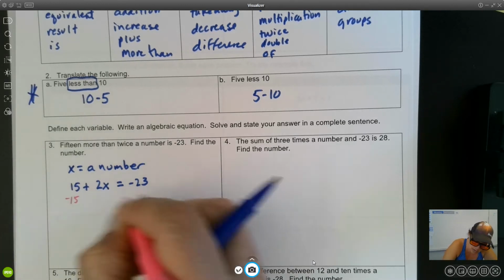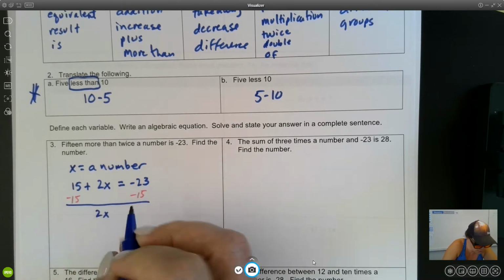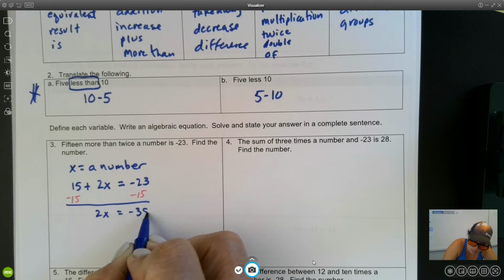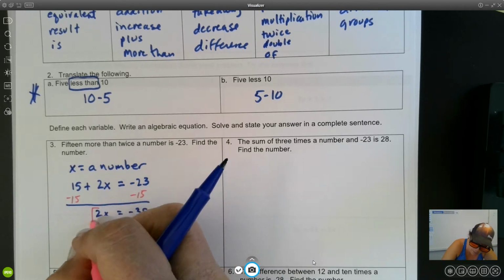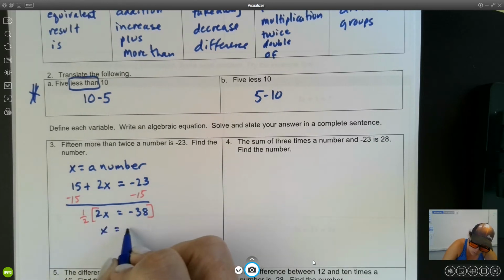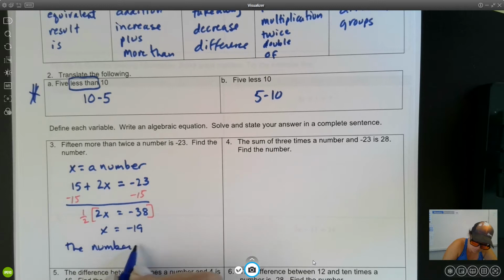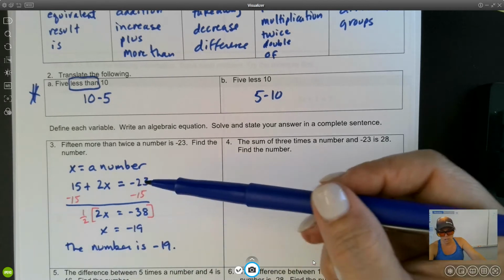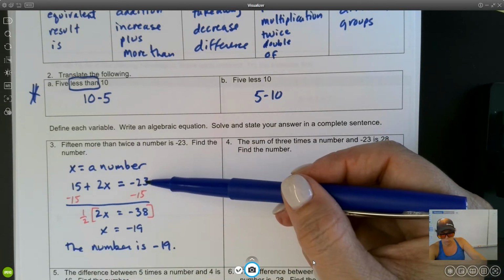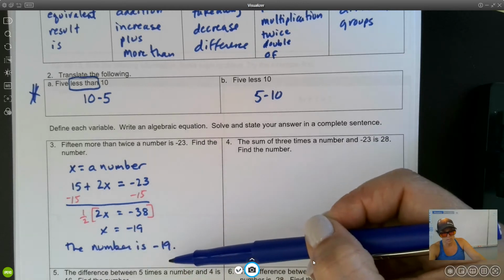So we're going to subtract 15. So 2x equals negative 38. We're going to take a half or divide by 2, same thing. x would equal negative 19. Let's answer in a complete sentence: the number is negative 19. So we've got all of our steps here: define a variable, write and solve an equation, write your answer in a sentence.